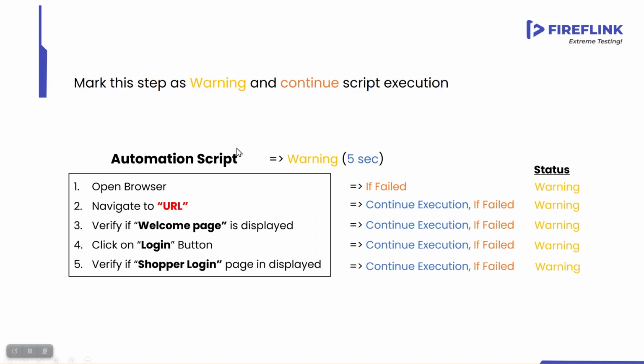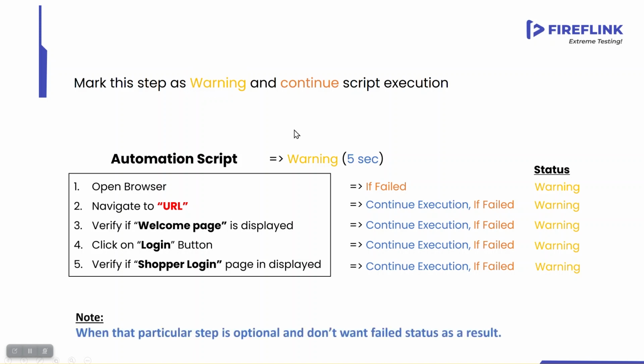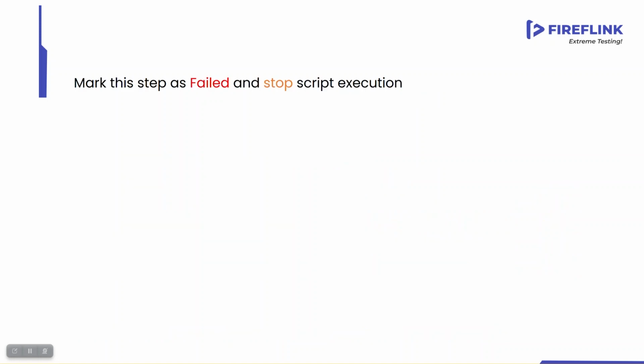So here also we are just continuing the script execution. We are not stopping the script execution, so we are getting the result after 5 seconds, not the immediate result. So when do we use this kind of if else checkpoint? Here you want to continue the execution, but you don't want to see the failed status, because when you see failed status you will feel like the step is failing due to some other reason, correct? In that case you make it a warning so that you can easily understand it's an optional step. So you can use this checkpoint if the particular step is optional and you don't want to see the failed status.